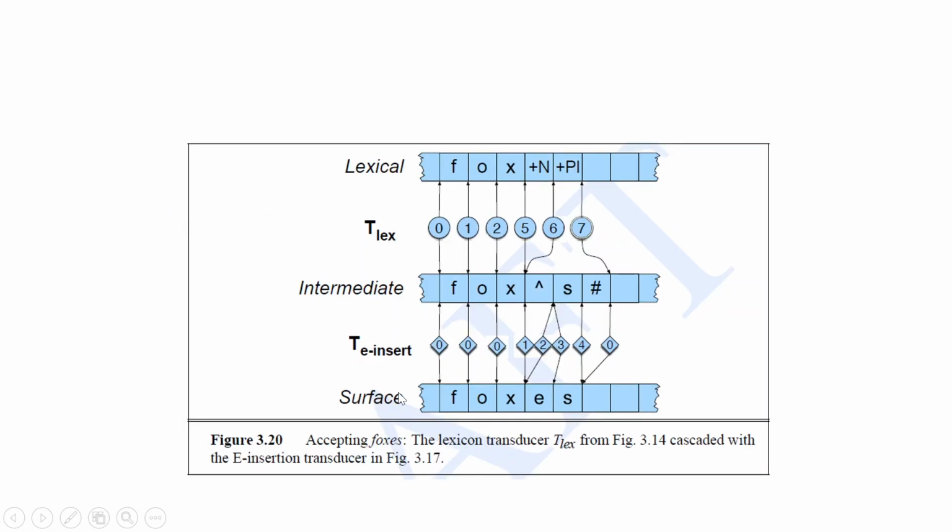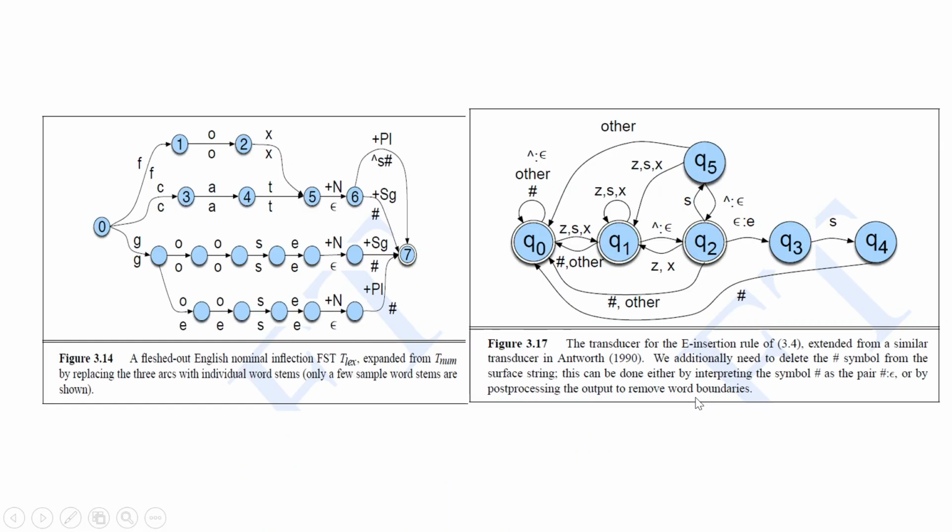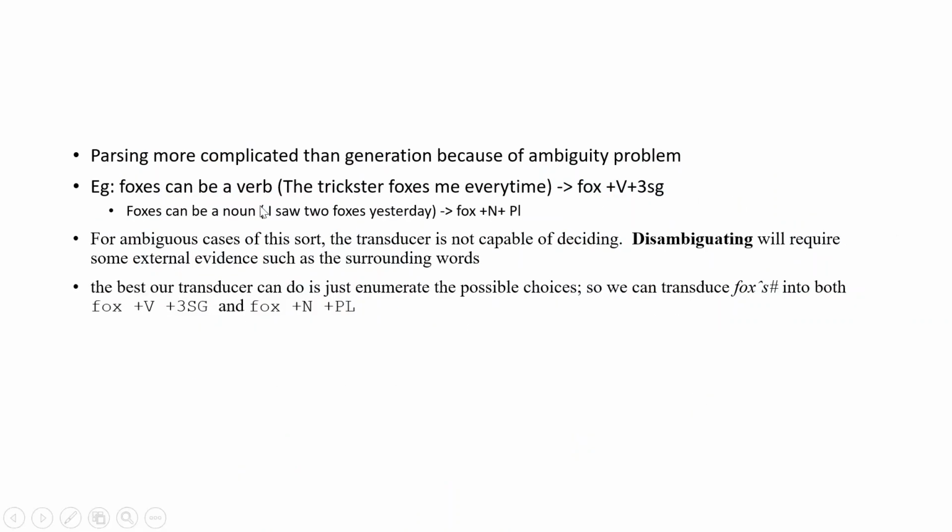From the surface level, the morphological parser is reading foxes, let us say. Foxes can be a noun in plural or a verb. There is an ambiguity associated with it. Foxes can be a verb, as in, the trickster foxes me every time. Here it means fox plus verb plus third person singular. This is what has to be generated. But foxes can be a noun like this: fox noun plural. There is an ambiguity associated with it, so it is a little more difficult for us to understand.